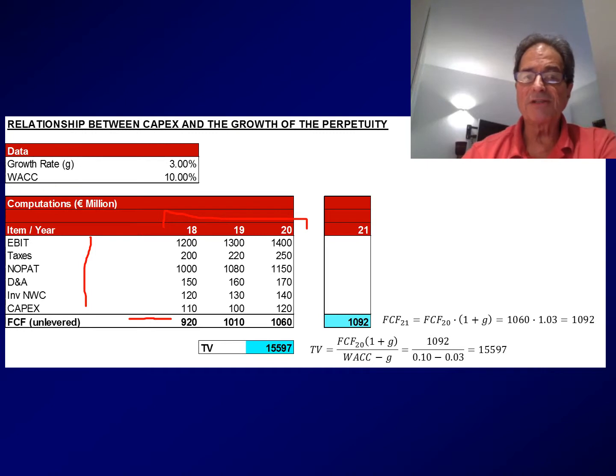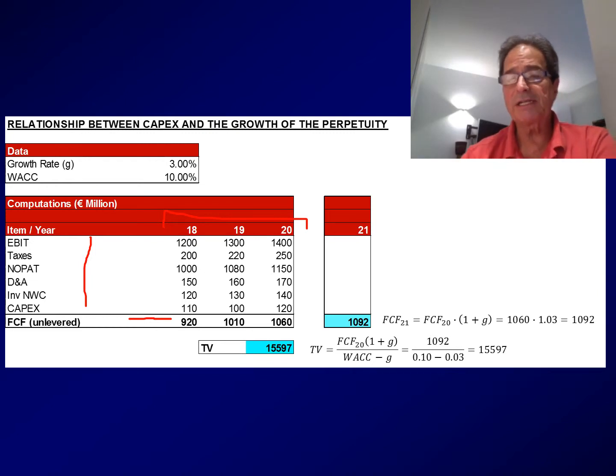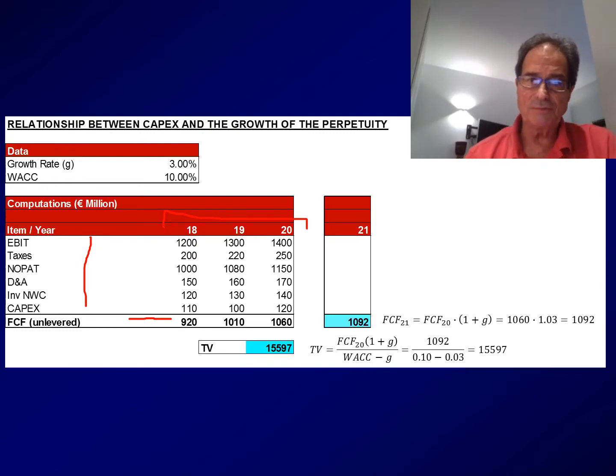Then we add back depreciation and amortization. We subtract investment in net working capital. And finally, we subtract CAPEX, which is capital expenditures. So after we do all these, we can obtain then the unlevered free cash flow for years 18, 19, and 20. In this case, we obtain 920, 1010, and 1060 for each of the 3 years.